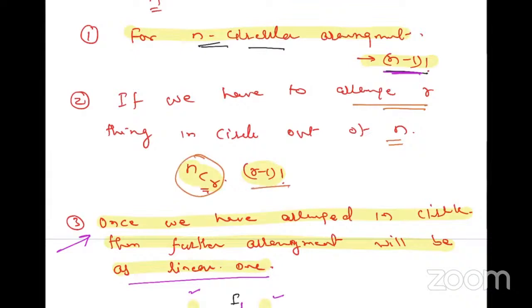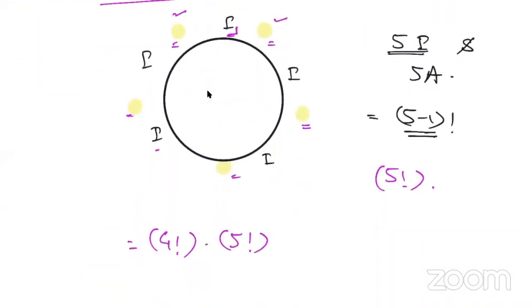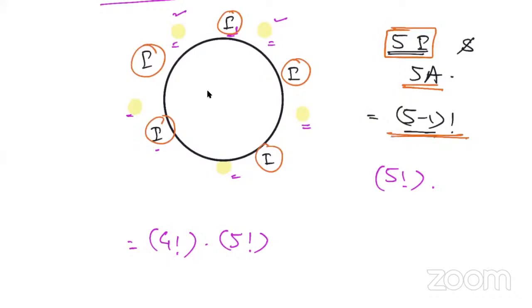And the third is the most important thing. Once we have arranged in a circle, then further it will be as a linear one. I have given you the example: 5 Indians and 5 Americans have to sit in a circle in such a way that Indians and Americans are sitting alternately. So first, when we are putting these 5 Indians in the circle, they will sit in 5 minus 1 factorial ways. So this is factorial of 4.